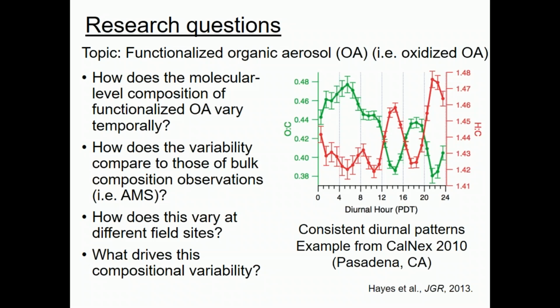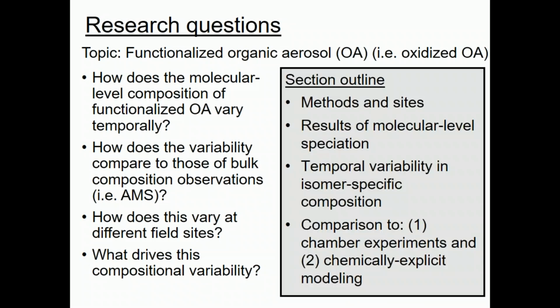And so we wanted to look at how the variability in this molecular level composition compared to bulk composition observations, so things like AMS. Over here we're showing some data from CalNex 2010. And you can see the diurnal plots here, and the change in O to C is actually pretty well constrained and also well behaved over the course of the day. It's pretty repeatable day in and day out. So this suggests you have a system that is just sort of stuck in a loop, doing the same thing over and over. And so we looked at a number of different field sites to look at the variability there, and then what drives the compositional variability.